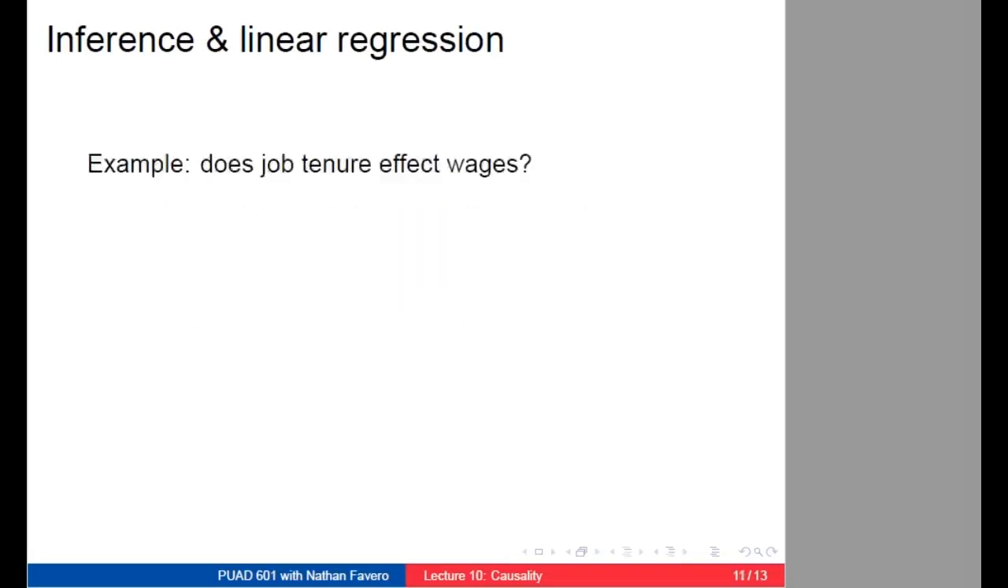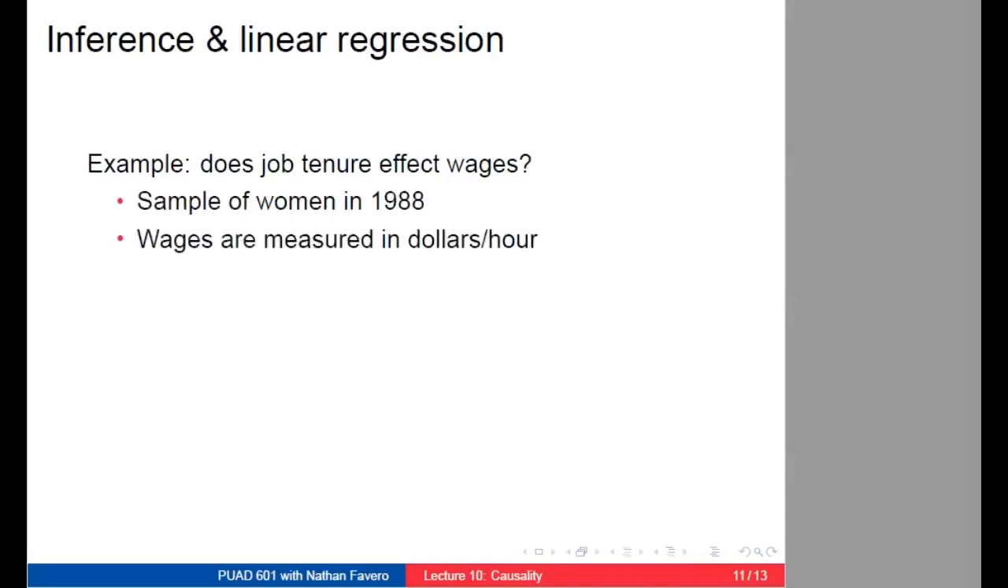So let's look at a quick example. We want to ask, does job tenure affect wages? And by job tenure, I mean how many years somebody has been working in their job. So let's look at a sample of women from 1988. I'm using this data set because it's one of the example data sets that Stata uses in their help manual, so it's very easy to load into Stata and to play around with. My dependent variable is going to be wages, which are measured in dollars per hour, and job tenure is going to be measured in years.